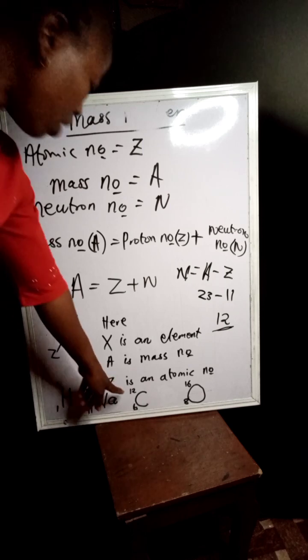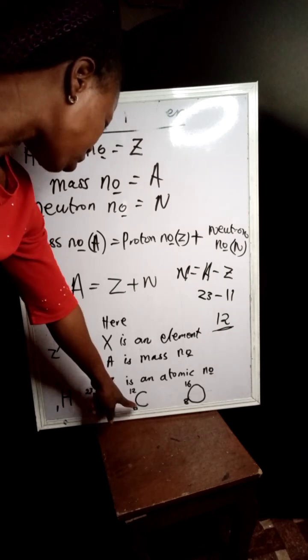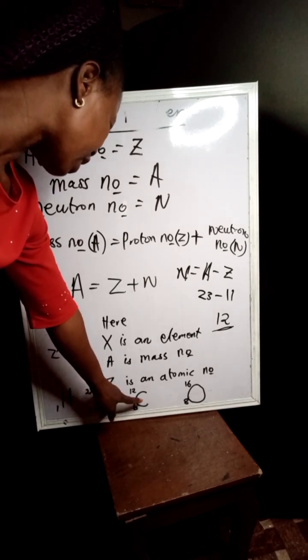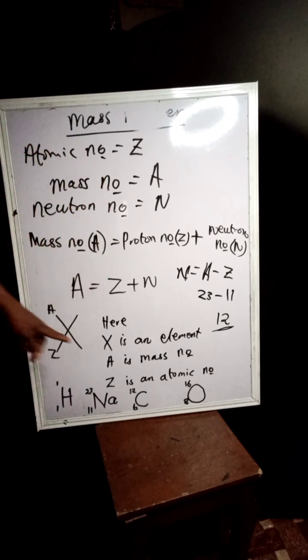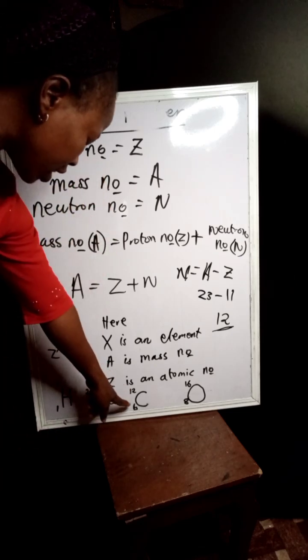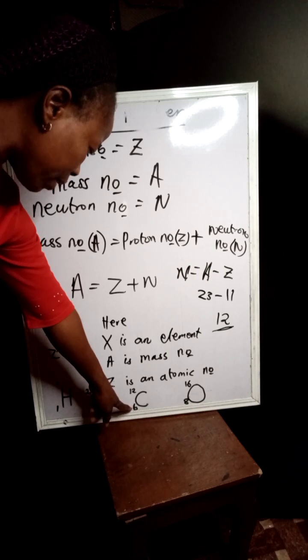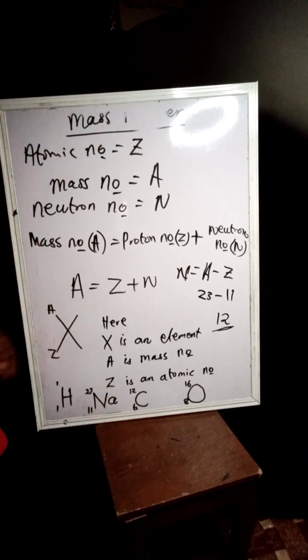In the same way, you can calculate the number of neutrons present in the carbon atom by saying the mass number 12 minus the atomic number 6, and that will give you 6 neutrons. I hope this is clear, right?